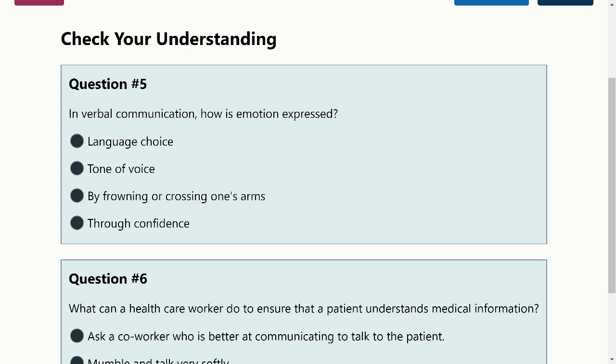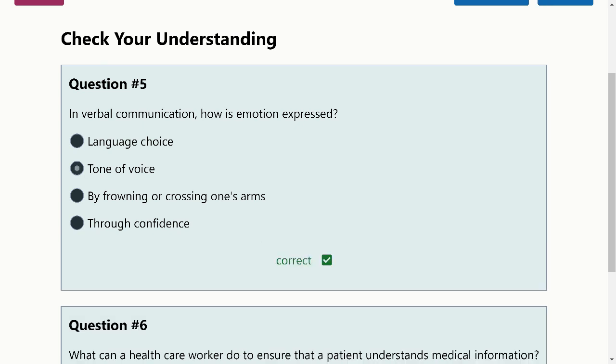All right, in verbal communication, how is emotion expressed? Tone of voice. All right, you need to write that down. Tone of voice. In verbal communication, how is emotion expressed?